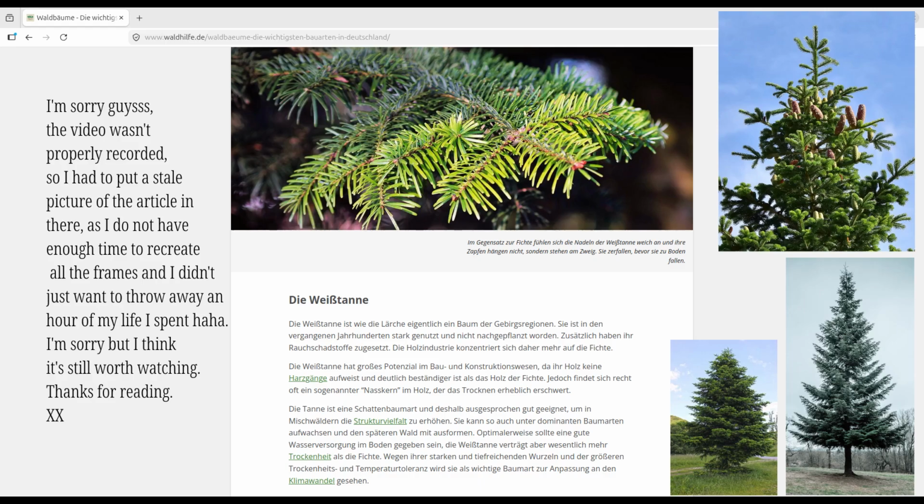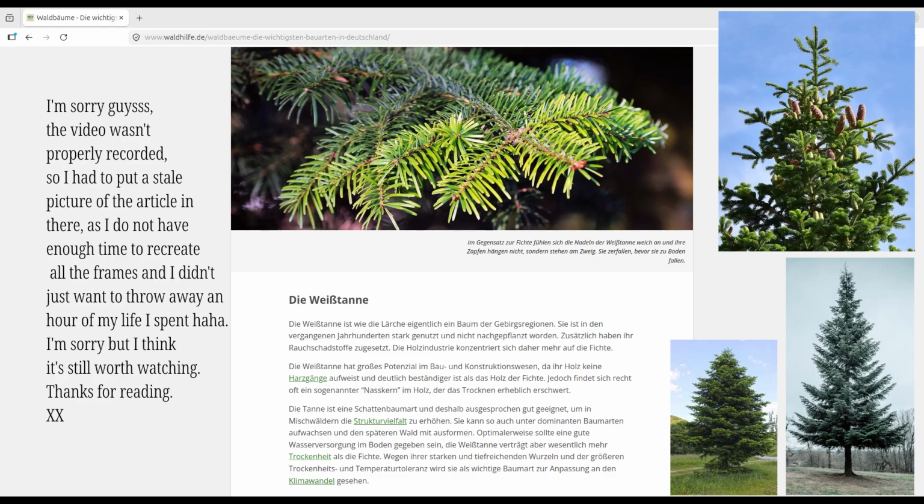Die Tanne, the fir, ist eine Schattenbaumart. Oh, I'm just going to read that sentence. Die Tanne ist eine Schattenbaumart und deshalb ausgesprochen gut geeignet, um in Mischwäldern die Strukturvielfalt zu erhöhen. The fir is eine Schattenbaumart. Schatten means shadow. Baum means tree. Art means, in this case, species, but can also mean type, kind of, or kind.